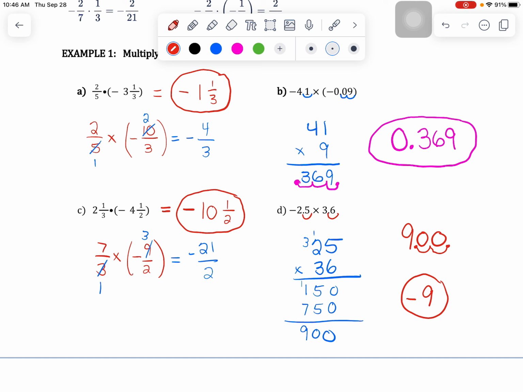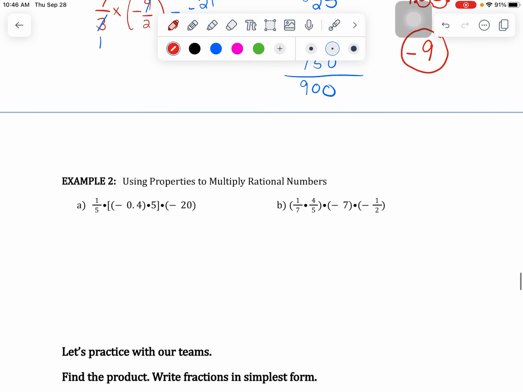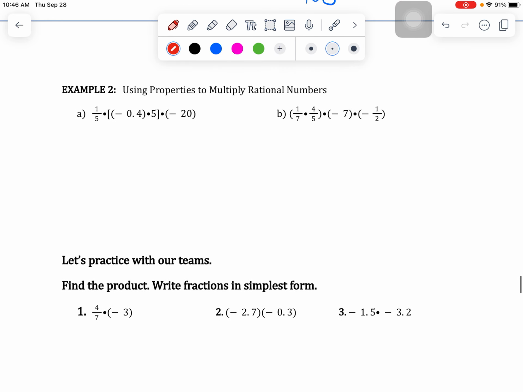All right, so that is how we multiply our fractions and decimals. So let's look at one where it's a little bit more complicated. All right, here it says use properties to multiply rational numbers. Okay, so in order to make our lives easier, remember when we're multiplying, we can multiply in any order. So I am going to want to rearrange this problem so that I can make my math a little simpler.